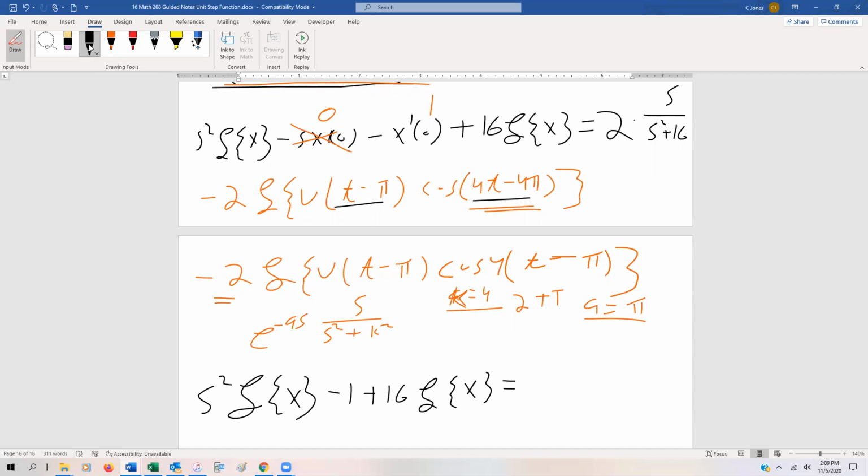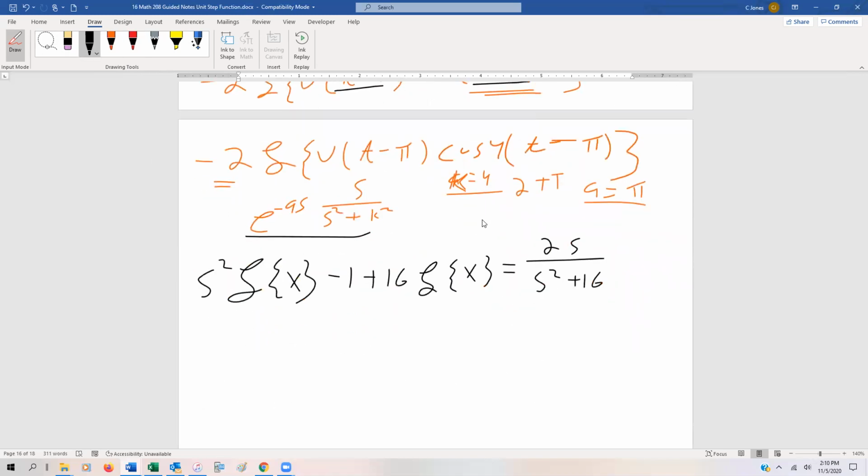It's going to be equal to, we have 2s over s squared plus 16 from right here. And then finally, we just use this formula to find the last part of it. I'm just going to add it to the end. So it's going to be plus, or excuse me, minus 2, because we have the minus 2 from right here. Right? So we're going to have minus 2 e to the minus pi s. And then we're just going to have s over s squared plus 16. Right.